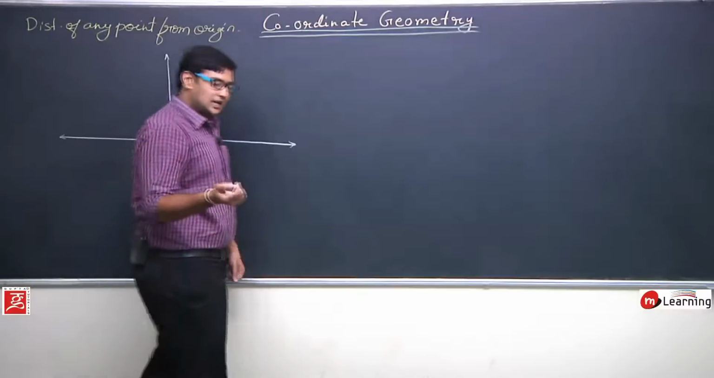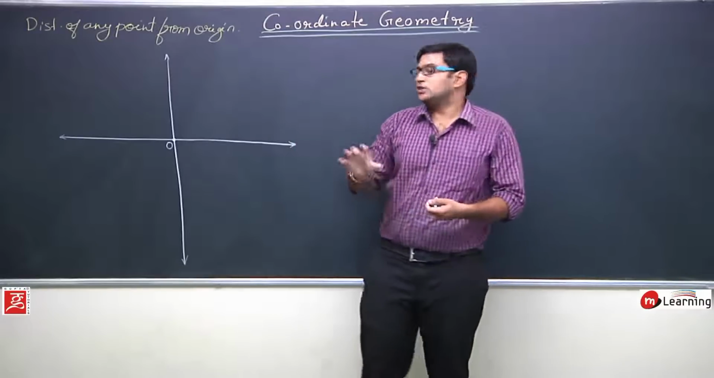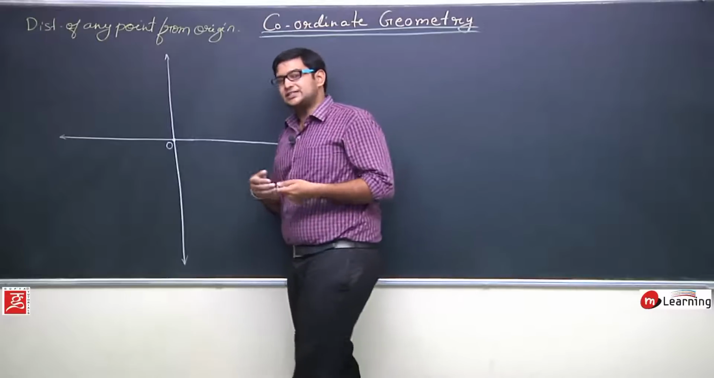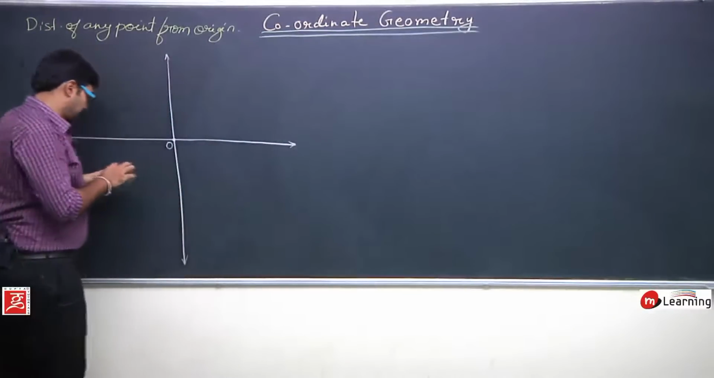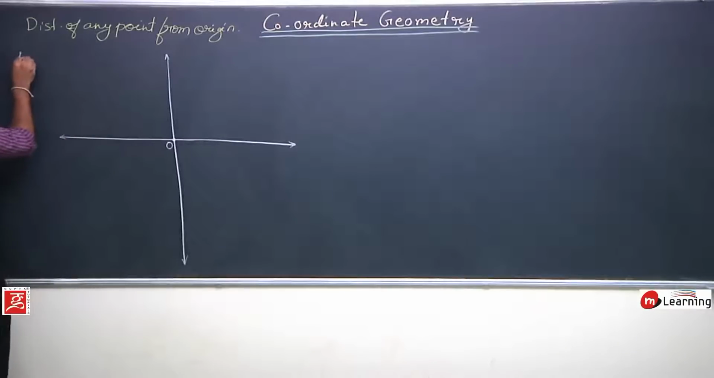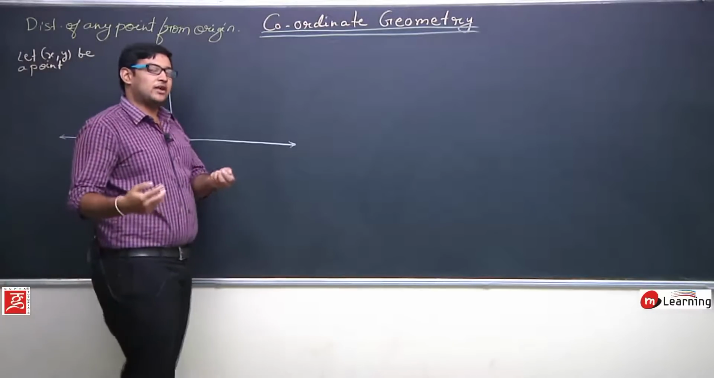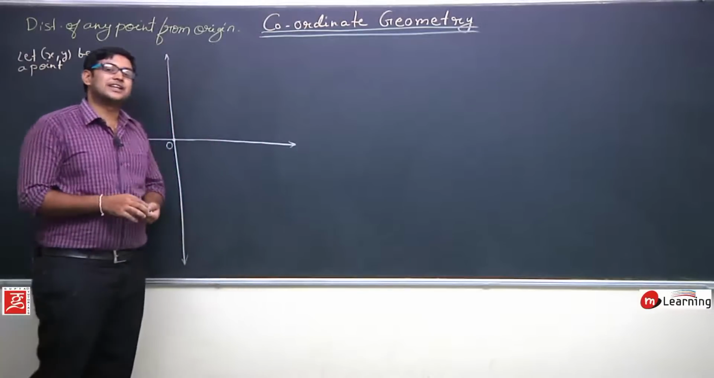Now जैसा हमने कहा कि एक जनरलाइज फॉर्मूला बनाते हैं, एक जनरलाइज मेथड बनाते हैं कि अगर मुझे कोई भी पॉइंट का डिस्टेंस ओरिजिन से निकालना है तो किस तरह से निकाला जाए, इस चीज के लिए हम एक जनरलाइज मेथड सोचते हैं. So let us say let x comma y be a point. Okay, let x comma y be a point. x comma y कोई एक पॉइंट है, किसी एक पॉइंट की लोकेशन है, किसी के x और y कोऑर्डिनेट्स हैं.